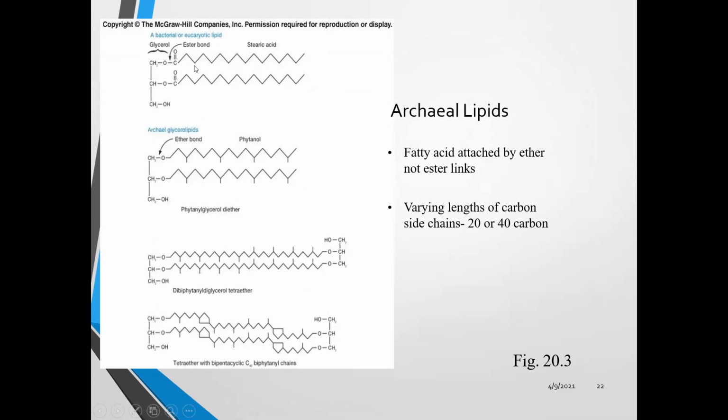This is a diagrammatic representation of three different categories of archaeal lipids. Here you can see that there is an ether bond instead of ester bonds with glycerol. It contains phytanols, phytanyl glycerol diether. This one is a diether structure, and this is our tetraether, diphytanyl chain.